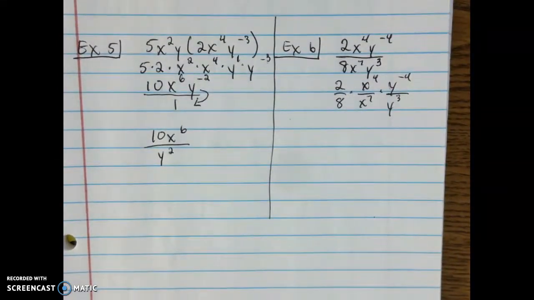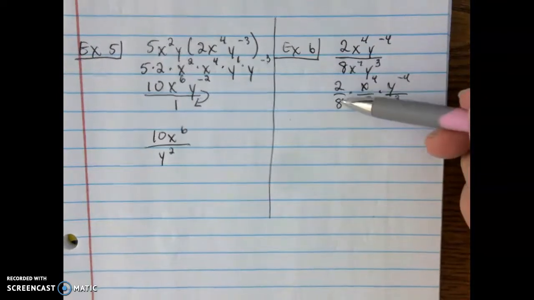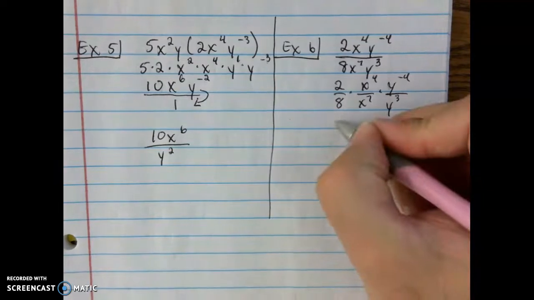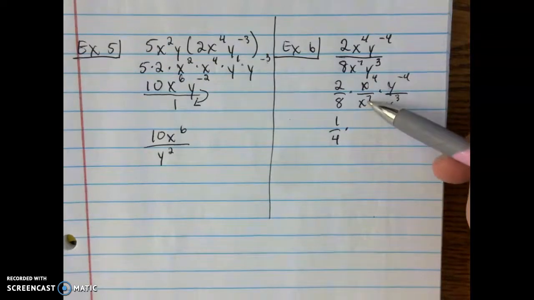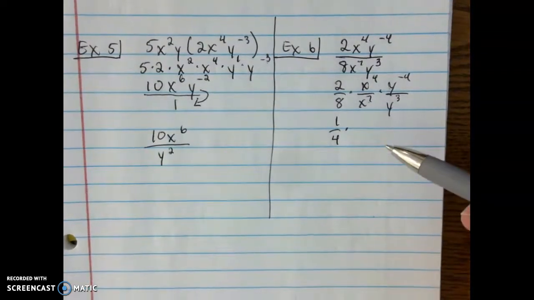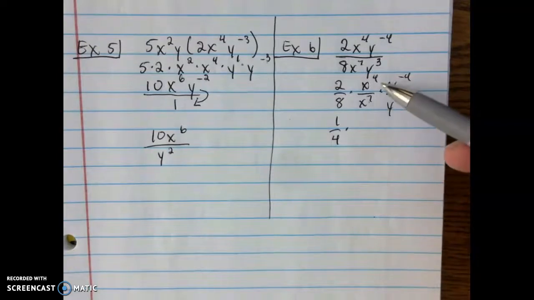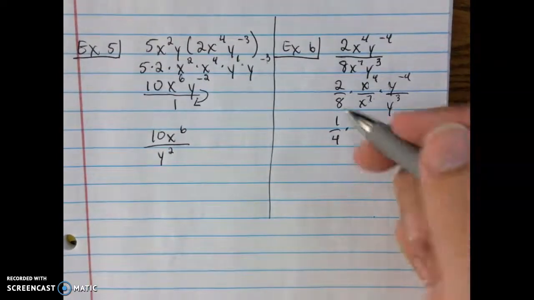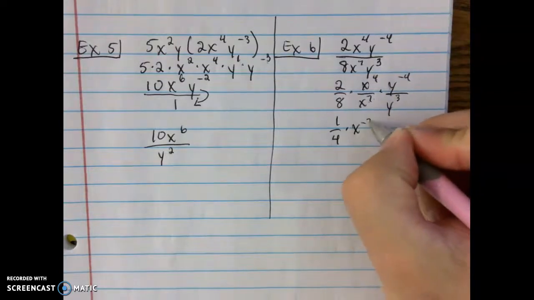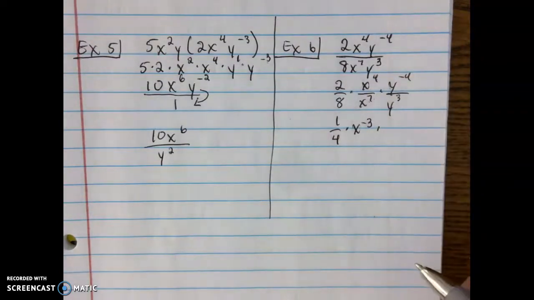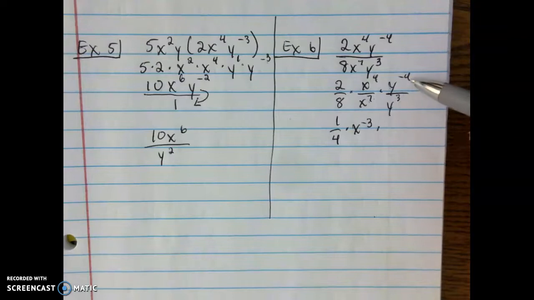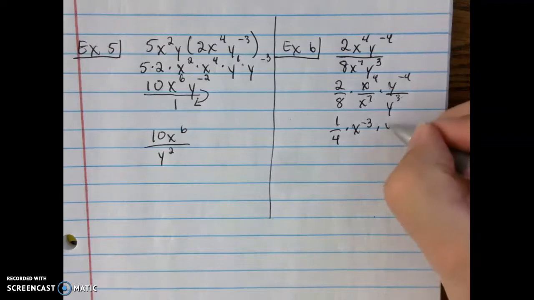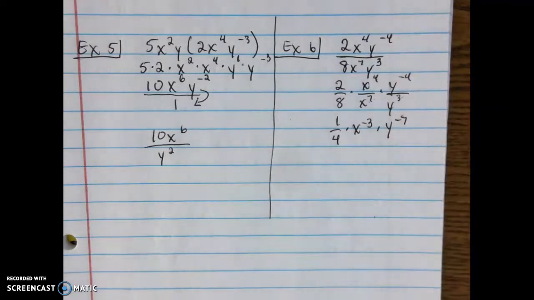We're going to separate one part at a time. We're going to simplify one part at a time. 2 over 8 simplifies to 1/4. X to the 4th over x to the 7th. Subtract the exponents because we're dividing powers with the same base. 4 minus 7 is going to give us x to the negative 3rd. Multiply that. Y to the negative 4th over y to the 3rd. Again, subtracting. Negative 4 minus 3 is going to give us y to the negative 7th power.